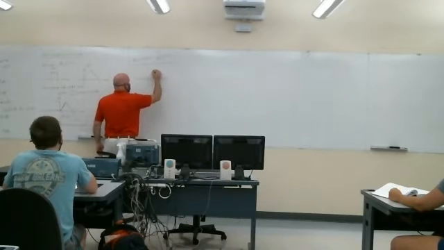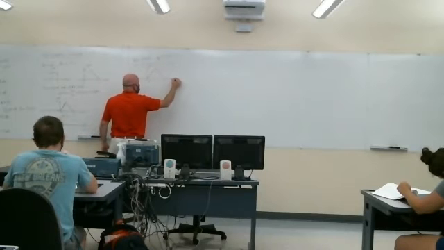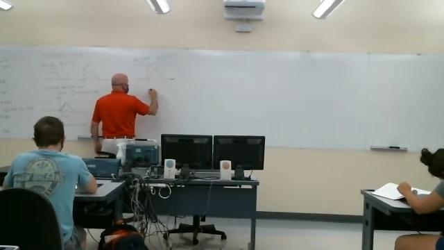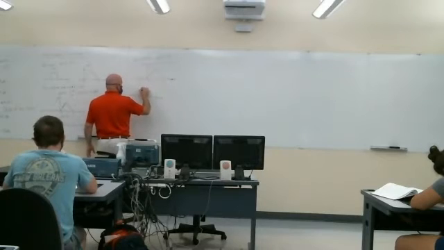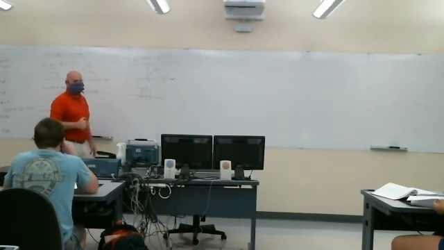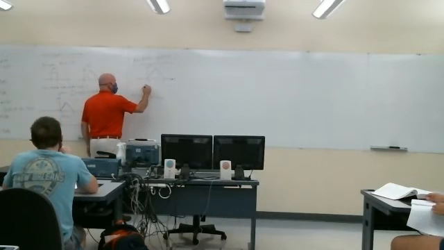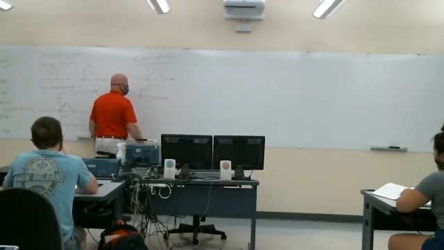I'm going to waste a lot of whiteboard. H of tau. And then the next picture I'm going to draw is when that leading edge is between 0 and 1. This is still x of t minus tau. This is tau.